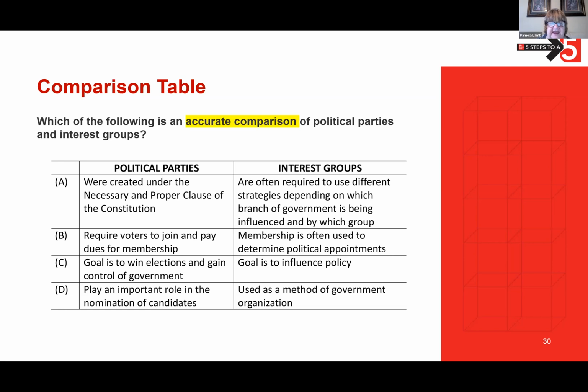So if you look at A, were political parties created under the necessary and proper clause? If that's true, go ahead and read B and see if it's true, then A would be your answer. If that's not true, you can say, wait a minute, that's not true, so that can't be A. And so look at each of those and see which one where both the political party statement and the interest group statement is true.